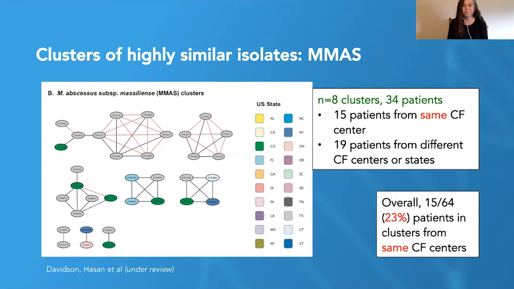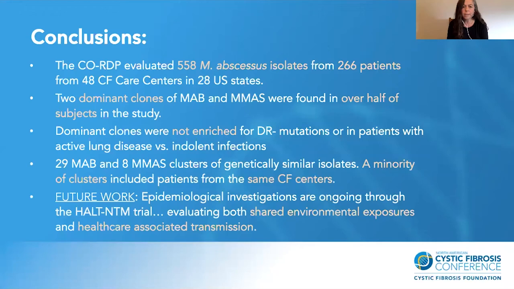So just to conclude, the RDP has evaluated 558 M. abscessus isolates from 266 patients from CF centers across the country. Through this analysis, we identified 2 dominant clones of abscessus and 2 of miscellaneous that were found in over half of our subjects in the study. However, the dominant clones were not enriched for drug resistance mutations or in patients with active lung disease versus indolent infections. So it's unclear at this time what type of fitness factors these dominant clones may have for infection in humans.